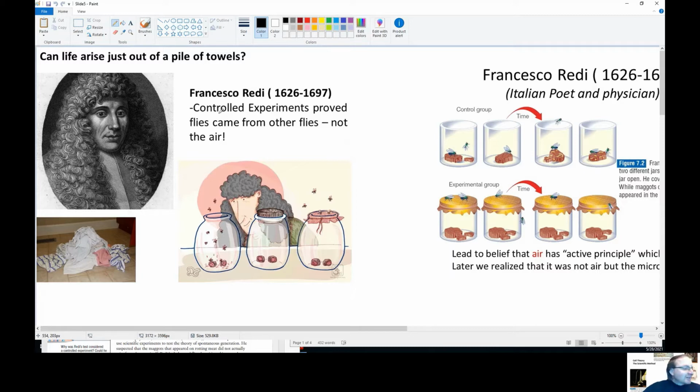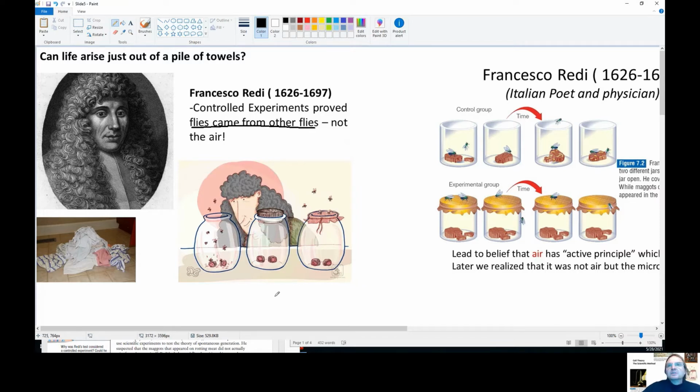Well, he conducted controlled experiments to prove if flies came from other flies. That was his hypothesis. I mean, until you do an experiment over and over, this is an idea. Flies come from other flies, or life comes from life. Not the air, not some active principle.